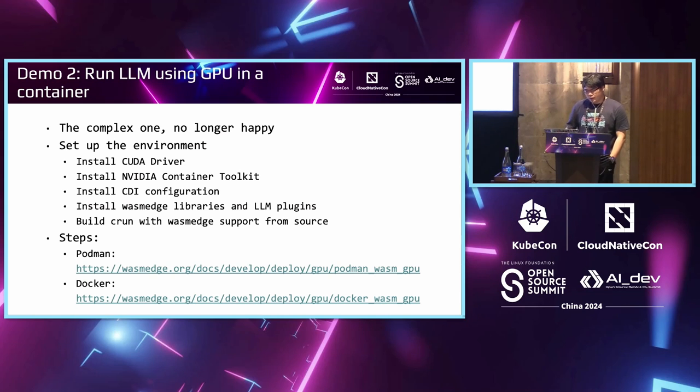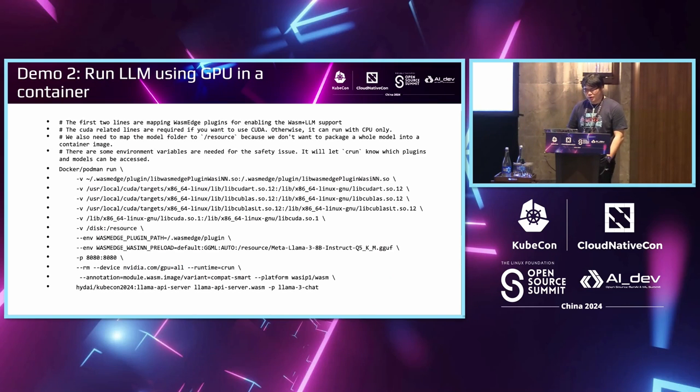Okay, then after you set up the whole environment, you can start to run. I know it's very complicated and you see lots of things there. The reason is that CRUN doesn't allow us to get the host shared library. So if you want to use our plugin and trigger the CUDA library, you have to map it, just for security reasons. So you can specify which plugin or which library you want to let CRUN know to execute.